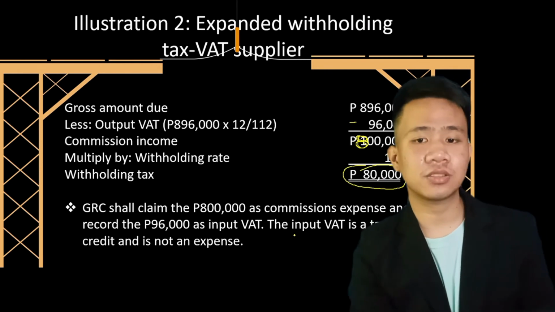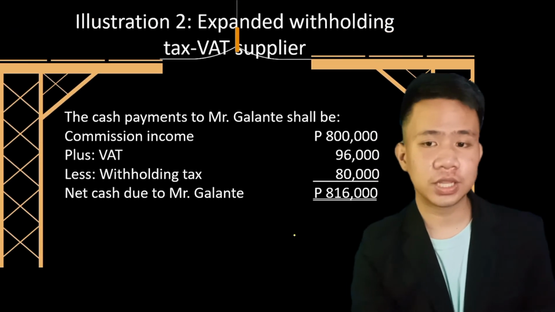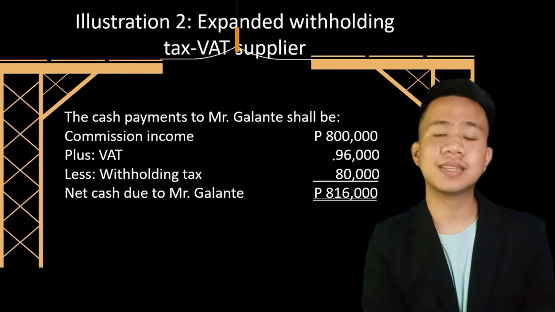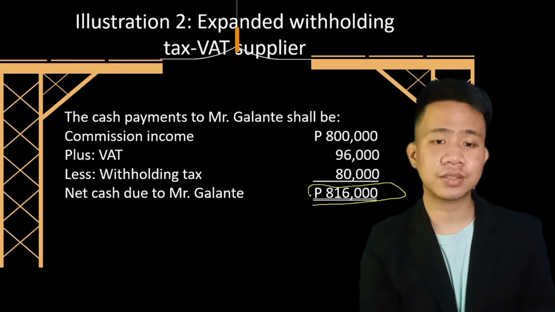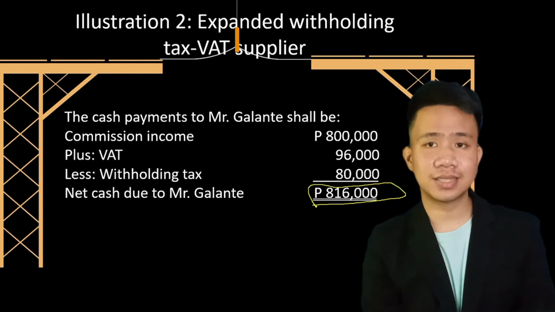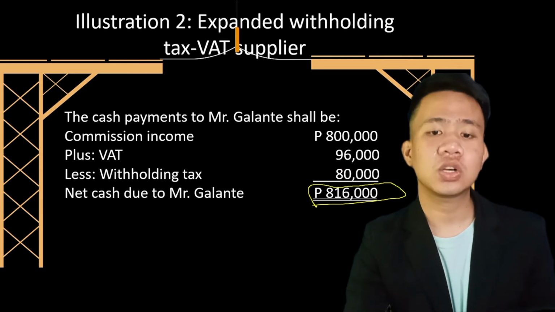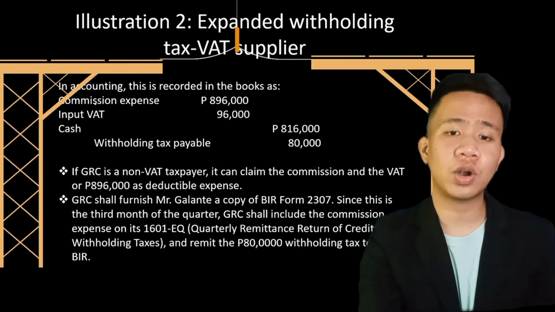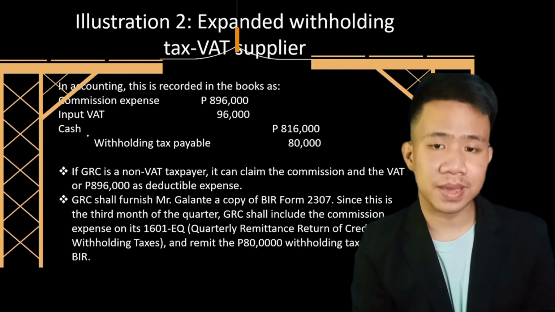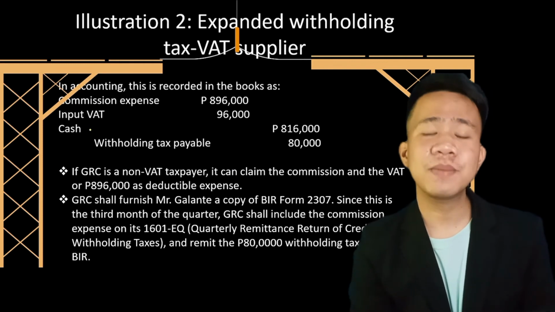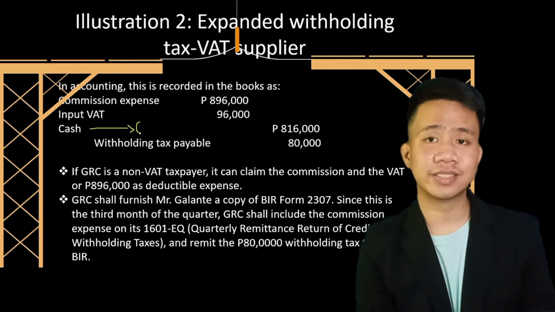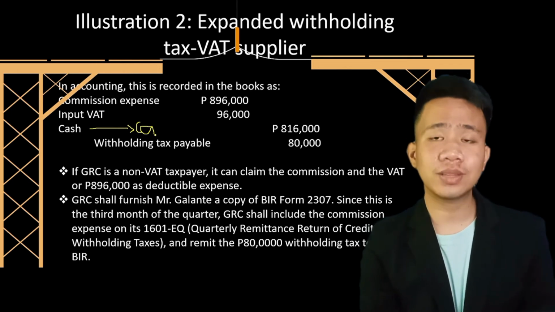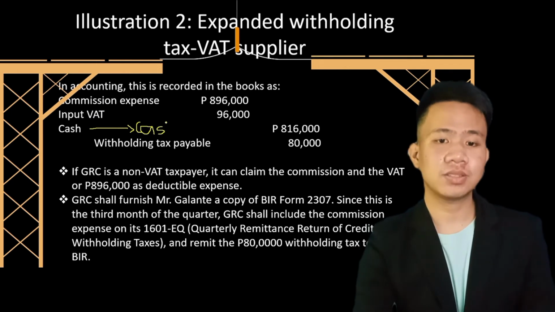So the cash payment to Mr. Galante shall be commission income 800,000 plus VAT 96,000 less withholding tax 80,000, and the net cash due to Mr. Galante is now 816,000 pesos. So in the accounting books, this is recorded as debit commission expense 800,000, debit input VAT 96,000, credit cash 816,000, and credit withholding tax payable 80,000.